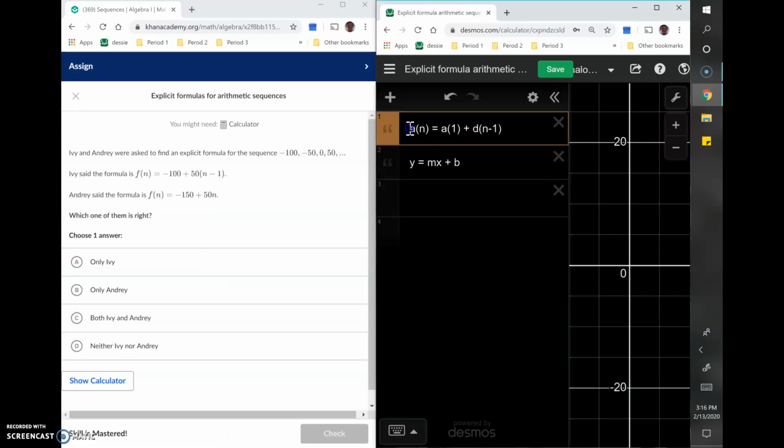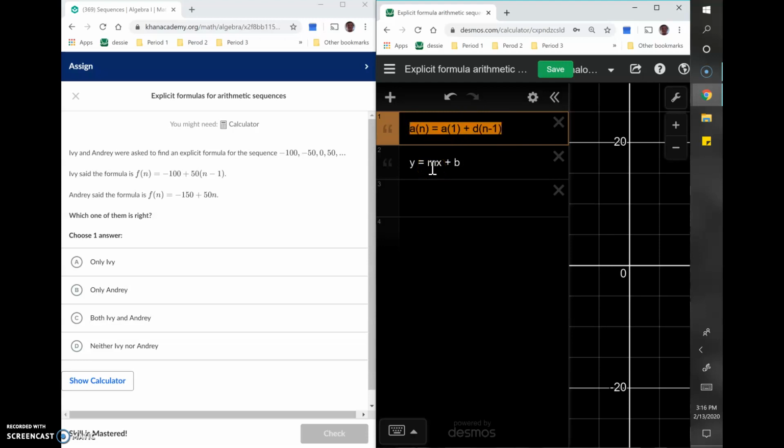Over in Desmos here, I've got the explicit formula. That is the explicit formula. And below that, we've got the slope-intercept form. The reason why I typed that in is just because there's a lot of similarities between the two equations, and so I'm going to go ahead and explain what these similarities are.